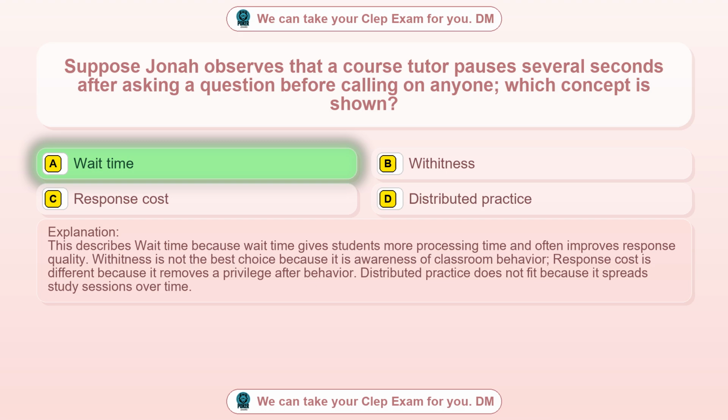Withitness is not the best choice because it is awareness of classroom behavior. Response cost is different because it removes a privilege after behavior. Distributed practice does not fit because it spreads study sessions over time.